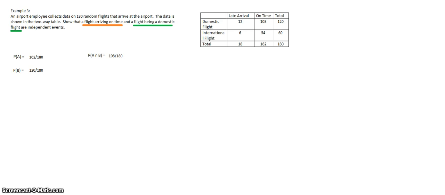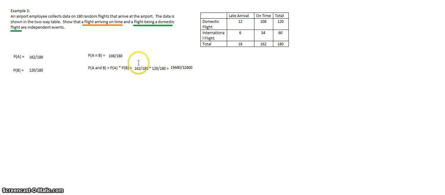Now, to prove that these are independent events, now that I've found the probability of the intersection, I need to find the probability of A times the probability of B. If I discover that these two numbers are the same, then we do have independent events. So I'm going to take the probability of A, which is 162 over 180, times the probability of B, which is 120 over 180. I multiply that out, and I get some big numbers, 19,440 over 32,400.